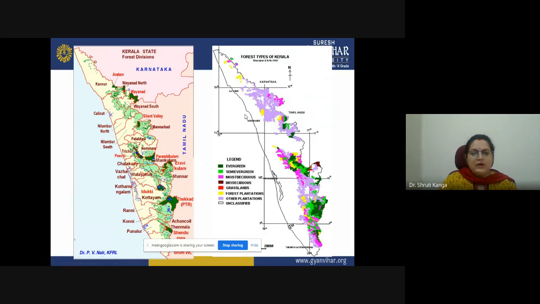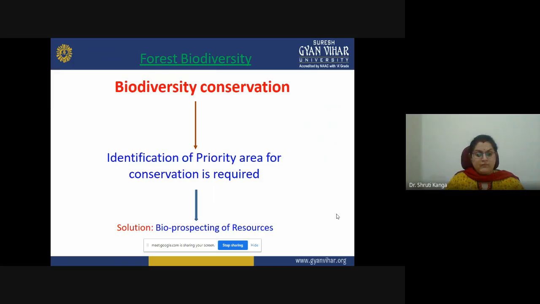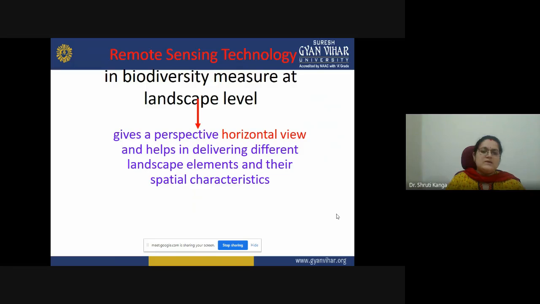So we have tried to identify different forest types, and the part which you are able to see in white, this is a non-forest area. So how are we able to do it in one go? Because we are using these remote sensing satellite data sets, which provide us a synoptic view in a single go.